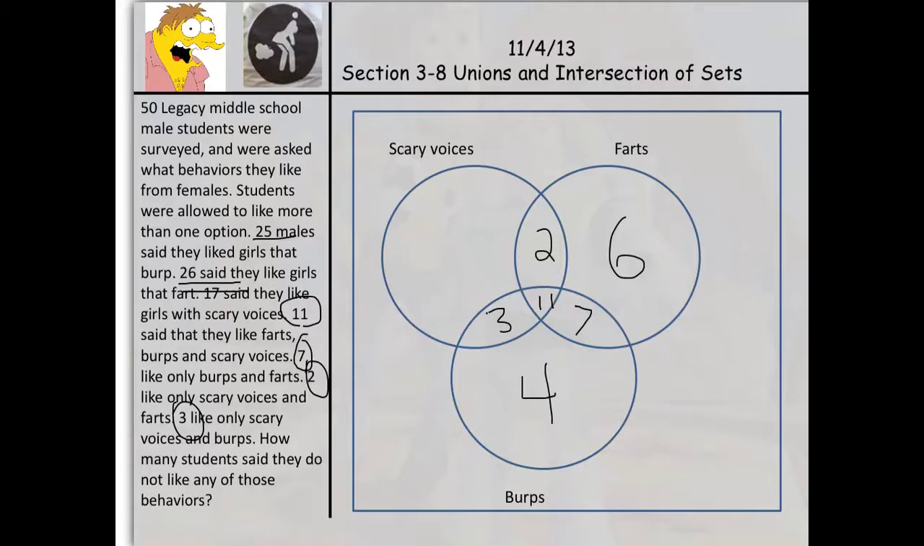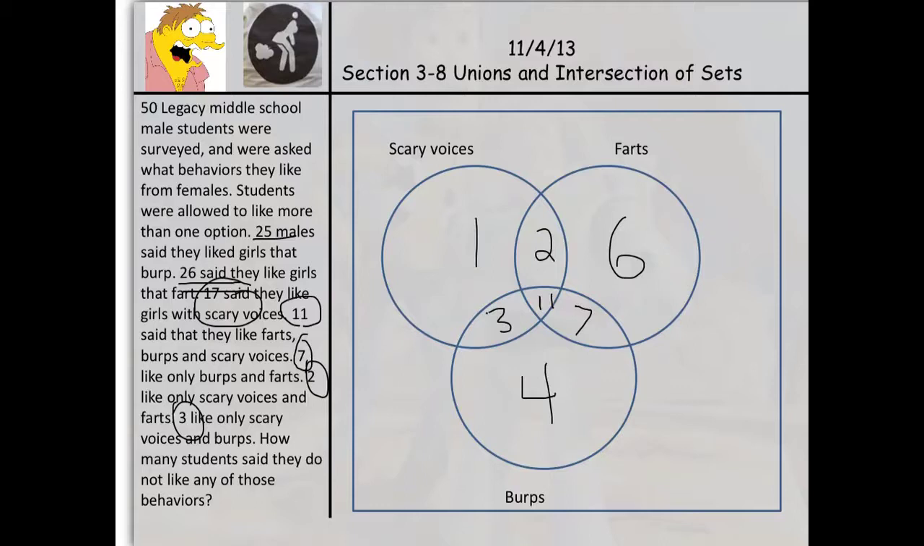Alright, and then the last part, 17, said they like girls with scary voices, and so far we have 3 plus 2 is 5, plus 11 is 16, that means there's one more. For a total of 17 in the scary voices circle, 26 in the fart circle, and 25 in the burp circle. Alright, so everyone's all been accounted, no one's double counted.